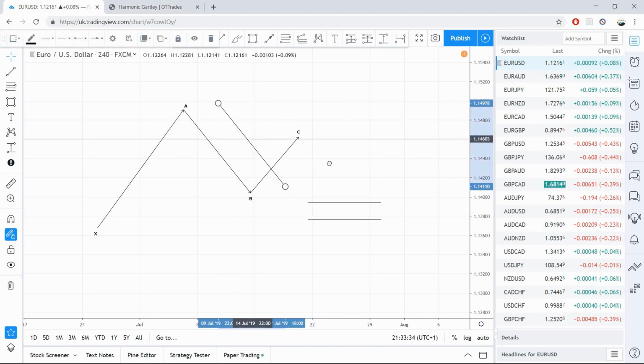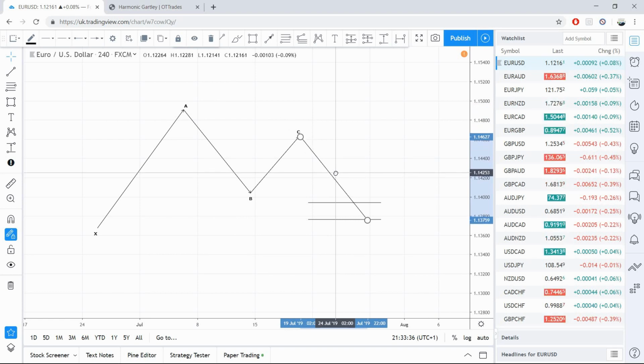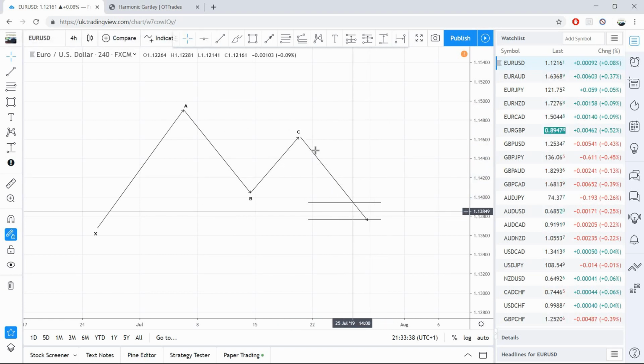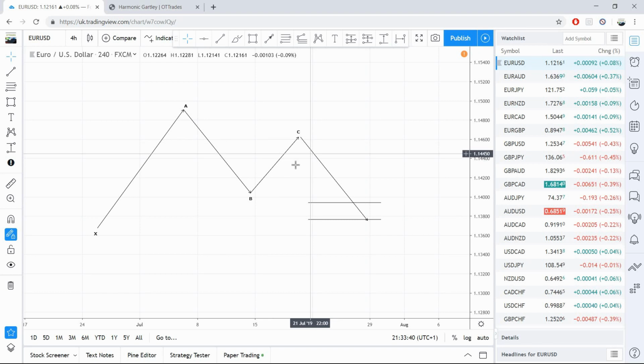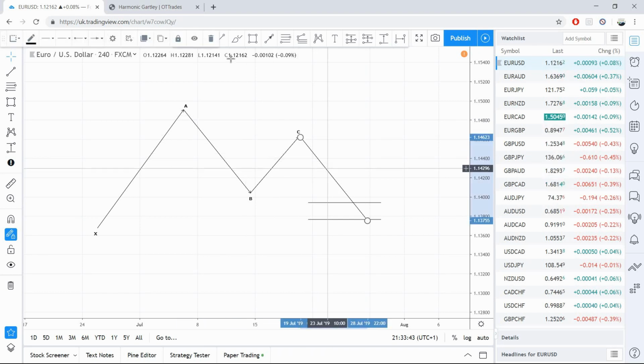We can actually copy this across and do that, so it's an exact move. The same move down from A to B as there is from C to D. Hope that makes sense.